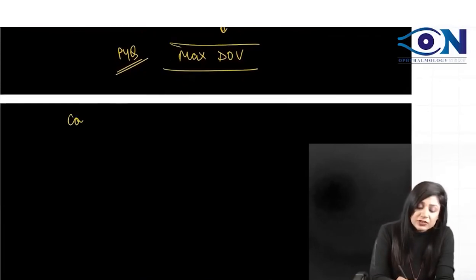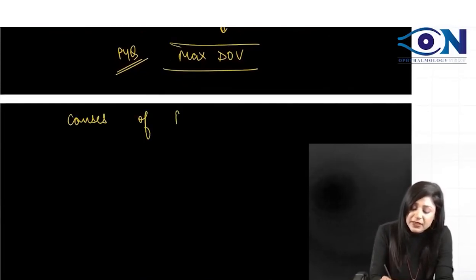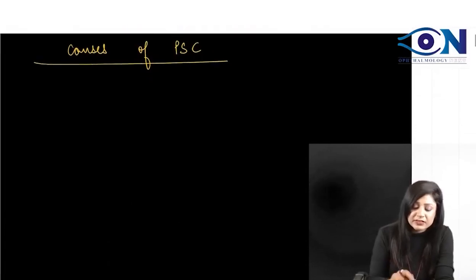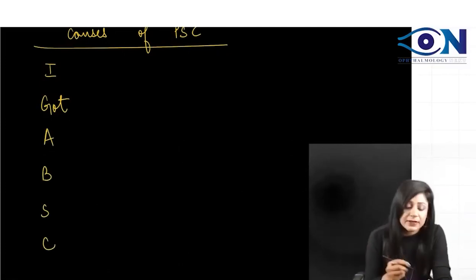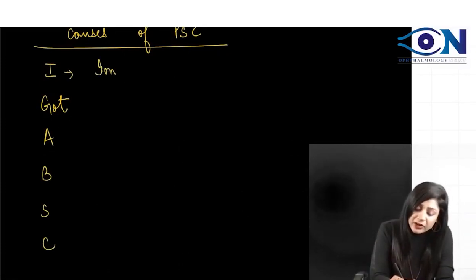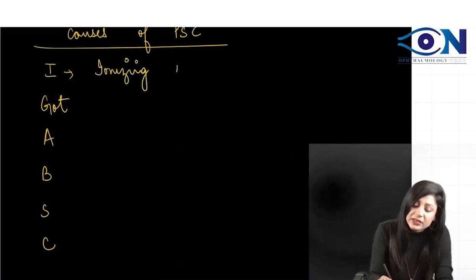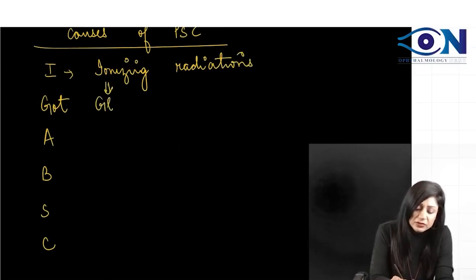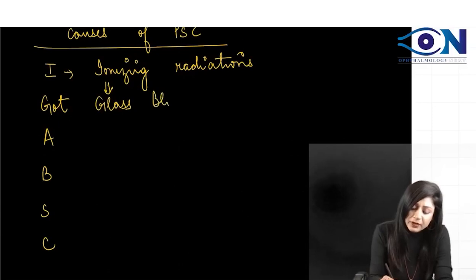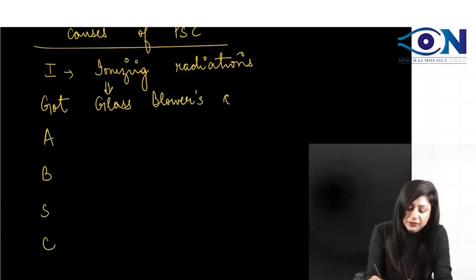So what are the causes of PSC? The causes of PSC is I got a BSC. I for the ionizing radiations. Ionizing radiations is an important cause for the posterior subcapsular cataract, especially the glass blowers cataract. G for glass blowers cataract. This glass blowers cataract is caused by the infrared rays.